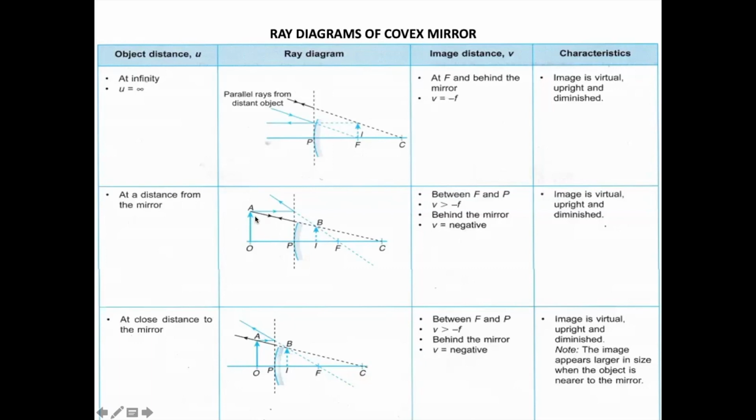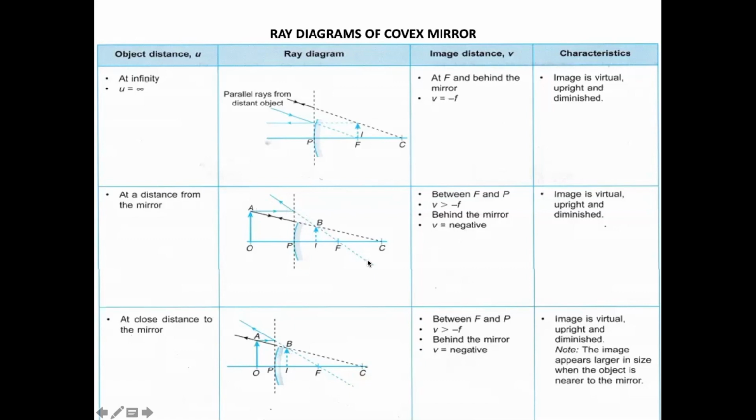Now the second one. The object is at a distance from the mirror. This is a mirror. This is a convex mirror. This is the shining side. The object is placed over here. Rules you want to understand? Yes. Parallel to the principal axis. It is a diverging mirror, so it will go back, but if you extend it, it will pass through the focus.